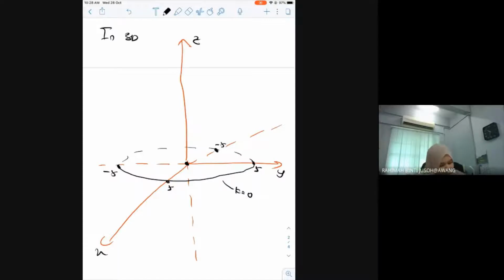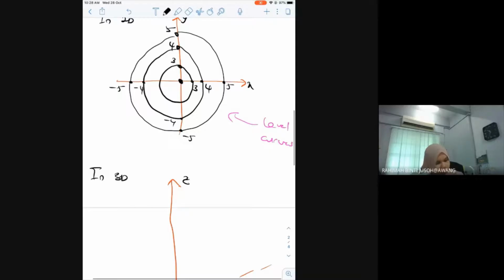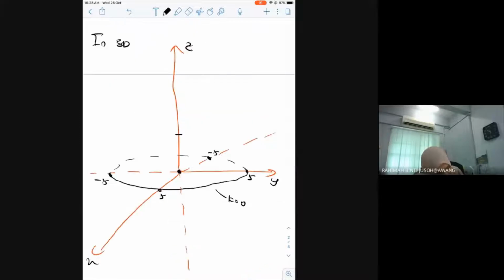Okay, and then if we increase the values of k, when k equals to 9, we have a smaller circle. Let's say here is 9. When k equals to 9, it means higher. So we will have a smaller circle like this. And then if we put the value of k equals to 16, getting higher, the circle becomes smaller because we just have radius 3. Radius equals to 3. So we have this. Okay, understand guys?